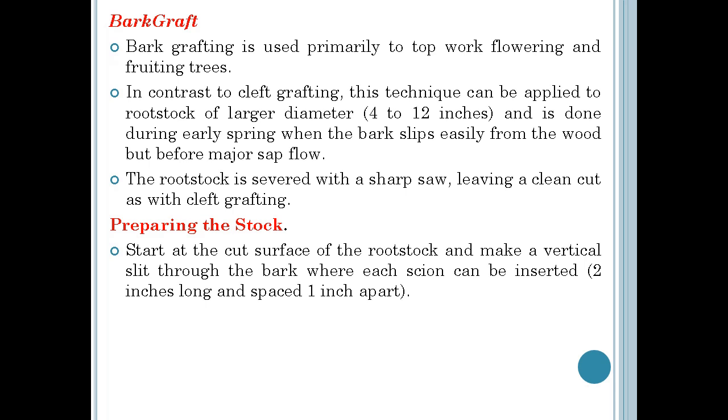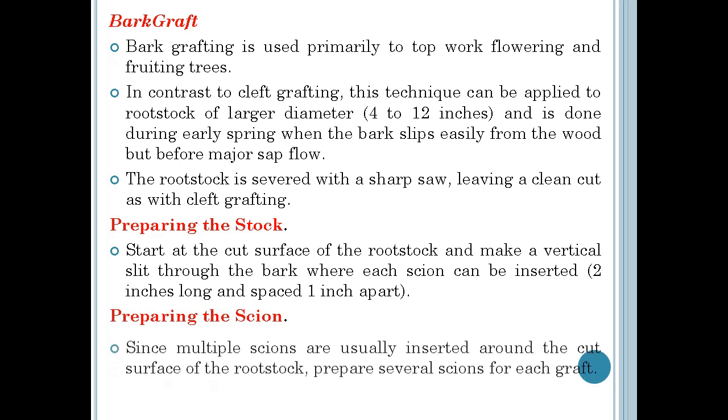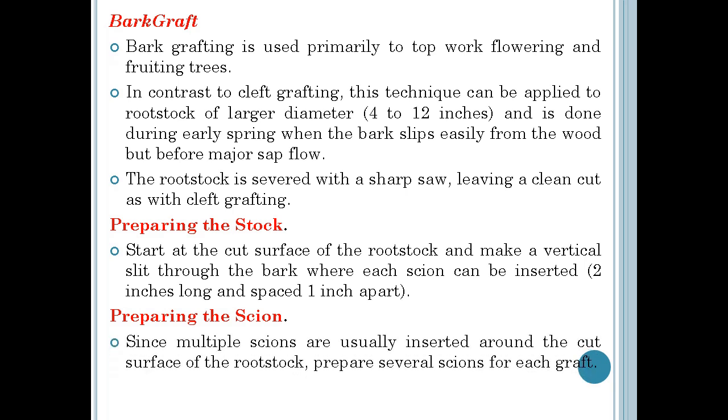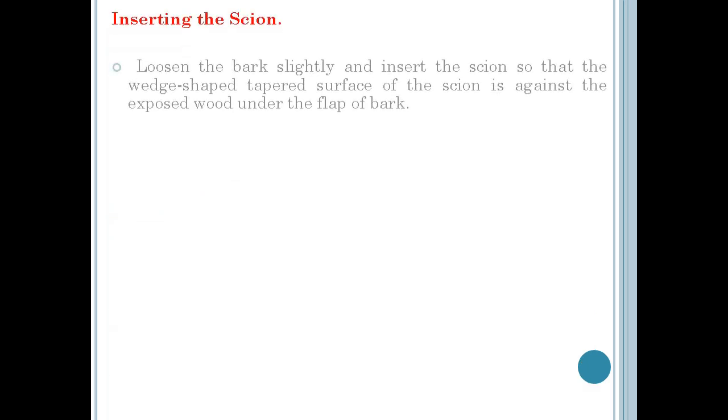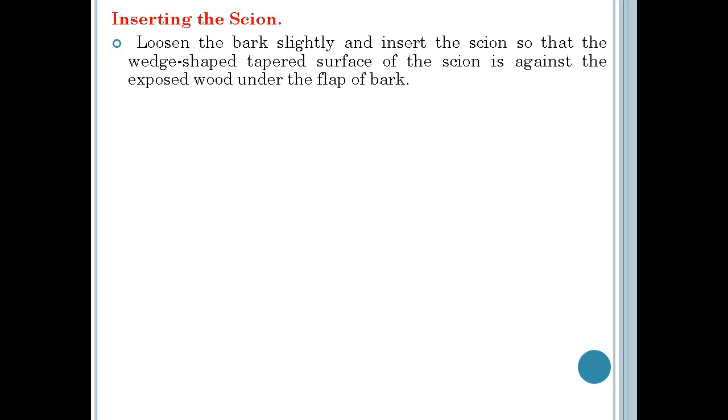Preparing the stock. Start at the cut surface of the rootstock and make a vertical slit through the bark where each scion can be inserted. Preparing the scion. Multiple scions are usually inserted around the cut surface of the rootstock. Prepare several scions for each graft. Cut the base of each scion to a 1.5 to 2 inch tapered wedge on one side only.